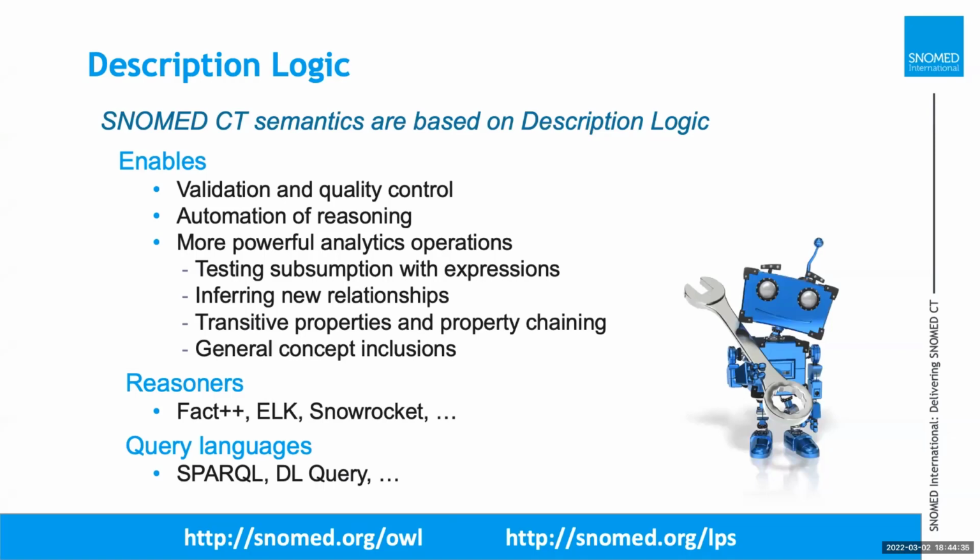There's a range of description logic reasoners available. The description logic we use is not something specific for SNOMED CT; description logic is generally applicable. You can use description logic to create a terminology of foods or cars or whatever domain you would want to create a terminology over. So description logic is a general technique. There are many openly or freely available reasoners, including FACT++, ELK, Snorocket, and there are a number of OWL query languages such as SPARQL and DL Query.